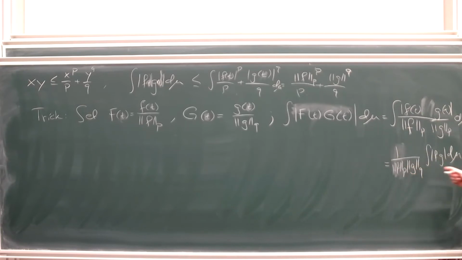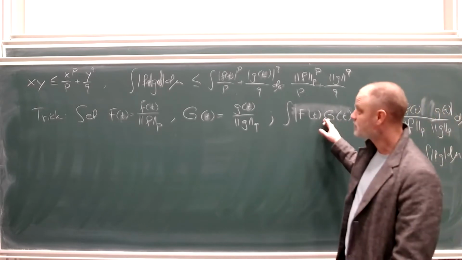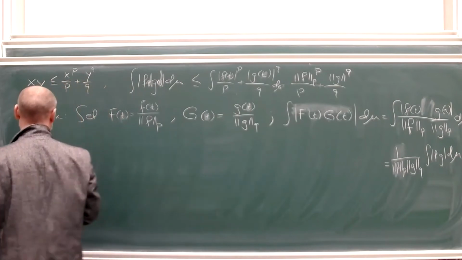Right? I have this formula here. And so now what we see is that the inequality we're actually after is to say that this is smaller than or equal to this times this. Well, that's the same as proving that what I have here is less than or equal to 1. So then let's repeat this trick, but with big F and big G.